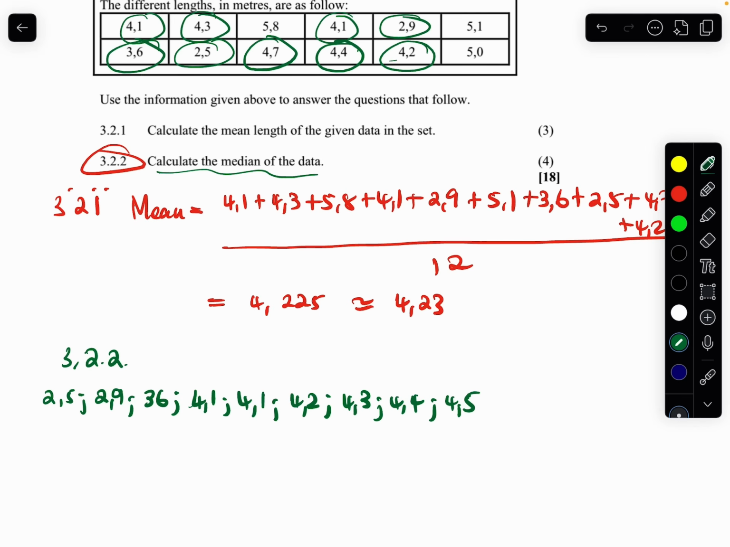Where's the 4.5? There's no 4.5 here. It's 4.7, 4.7 and 5. We have a 5.0, and we have 5.1, and then we have 5.8. So we have that. This is an ascending order from the small one to the big one.